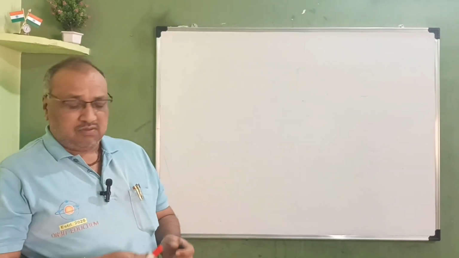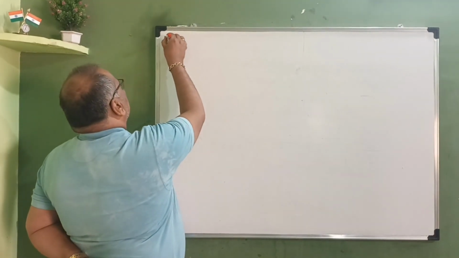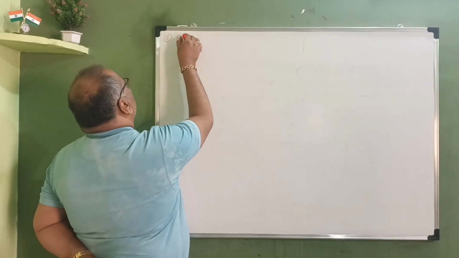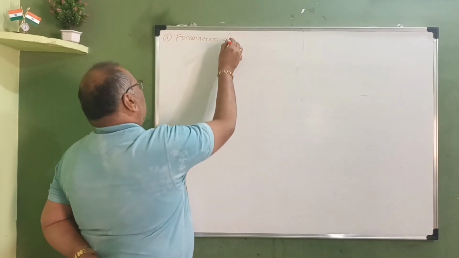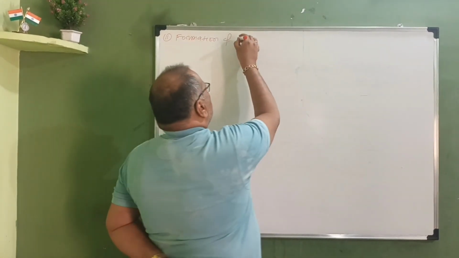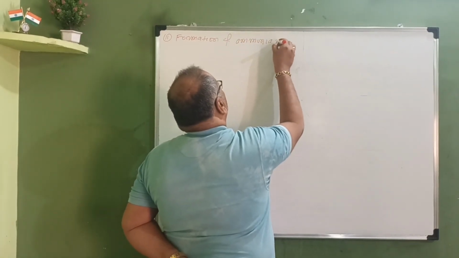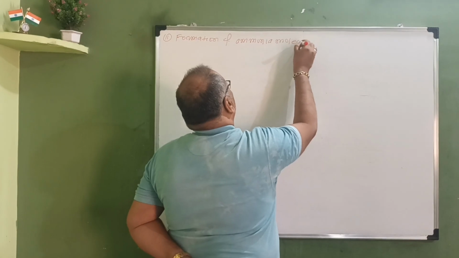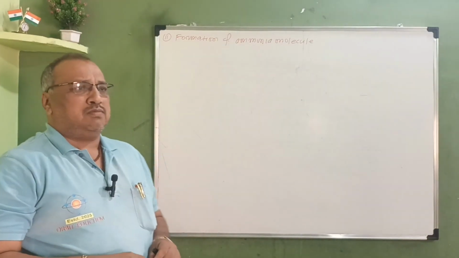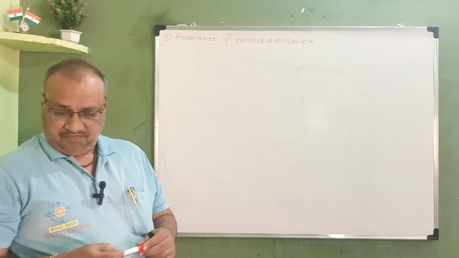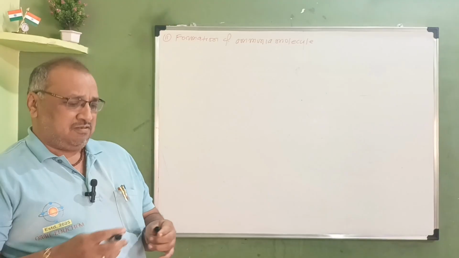Now, today we are going to discuss the second example, that is formation of ammonia molecule. Formation of ammonia molecule can be explained on the basis of sp3 hybridization.